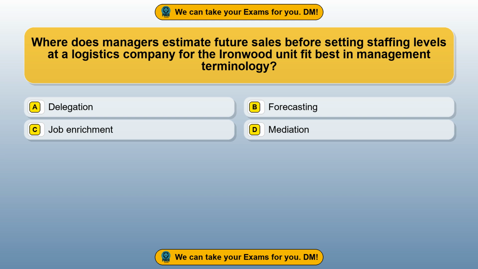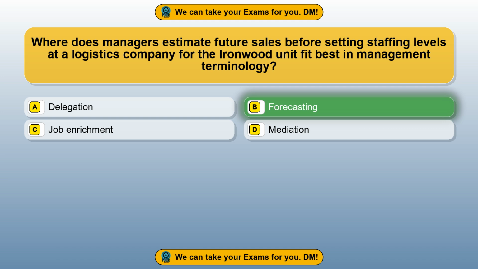Managers estimate future sales before setting staffing levels at a logistics company for the Ironwood unit. Which term fits best in management terminology? Option A, delegation. Option B, forecasting. Option C, job enrichment. Option D, mediation. The correct answer is option B, forecasting.